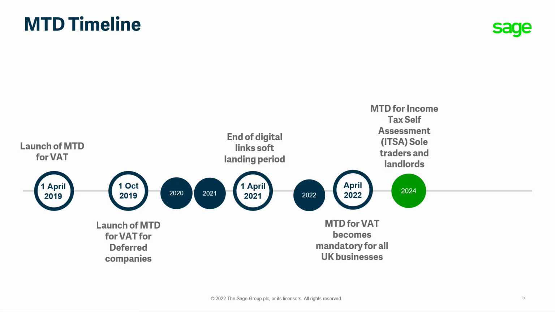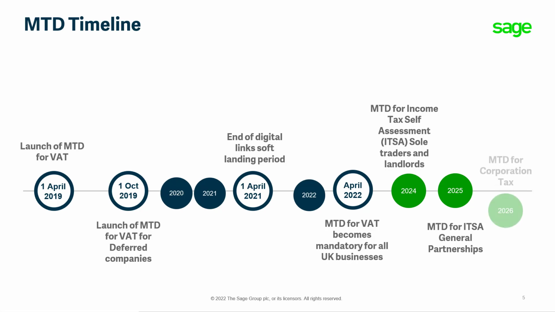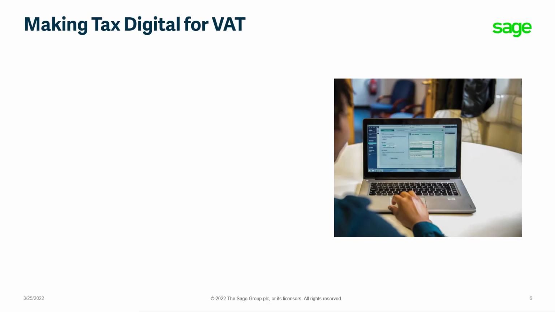Finally, don't forget that the Making Tax Digital rollout will continue with Making Tax Digital for income tax self-assessment coming in 2024 for sole traders and landlords, and 2025 for general partnerships. And Making Tax Digital for corporation tax is coming in 2026. At present, these dates for the introduction of Making Tax Digital for self-assessment and corporation tax are provisional and subject to change.